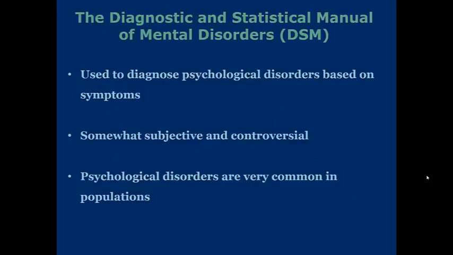Currently, psychological disorders are diagnosed using the Diagnostic and Statistical Manual of Mental Disorders, or DSM for short. The diagnosis of psychological disorders is based entirely on symptoms. This book is somewhat subjective and controversial because it addresses psychological disorders in a method that is very sterile and standardized. No two individuals are the same. Therefore, how psychological disorders manifest varies. Note that psychological disorders are actually very common in populations.